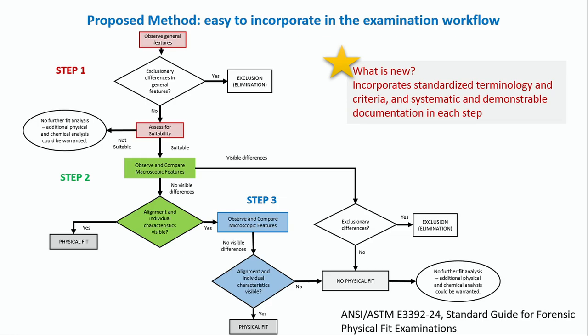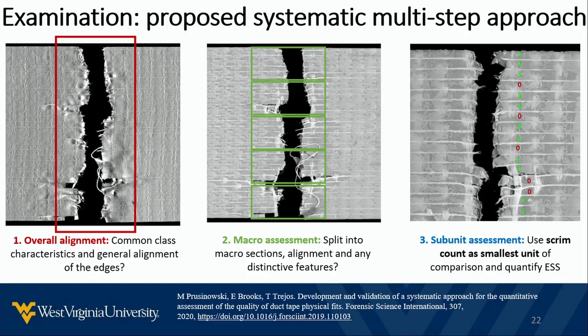What was new in our approach is that we incorporated in each of these steps a standardized terminology and criteria to do the examinations by material, as well as systematic and demonstrable documentation of the thought process in each of these stages. This is how these 3 stages look for duct tape, for example. The first step is to look at the general class characteristics of the known sample first, and then the questioned sample, and then observe and report the potential overall alignment between the 2 compared items.